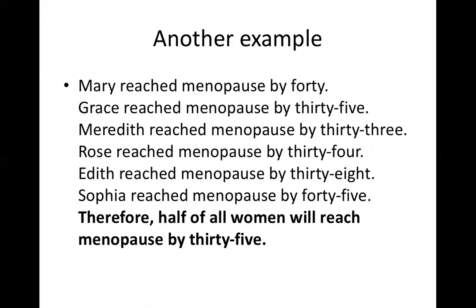Another example: Mary reached menopause by 40. Grace reached menopause by 35. Meredith reached menopause by 33. Rose reached menopause by 34. Edith reached menopause by 38. Sophia reached menopause by 45. Therefore, half of all women reach menopause by 35. If you look at the premises, you see that half of the women reached menopause by 35 or before, and the other half reached it after 35. So the conclusion, which is also a hypothesis, was confirmed by the premises, or you can say you reached it on the basis of the premises.